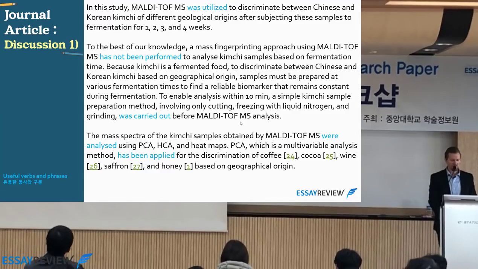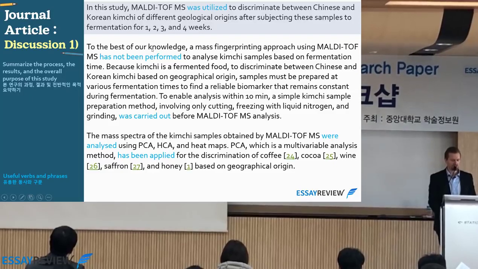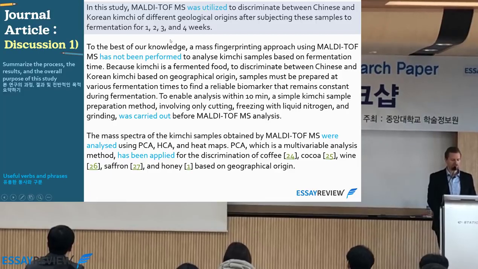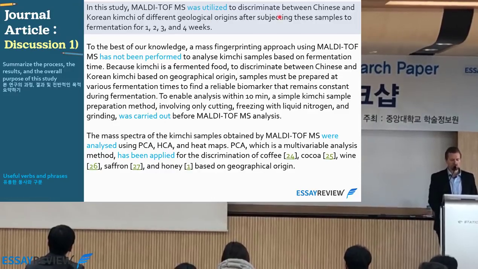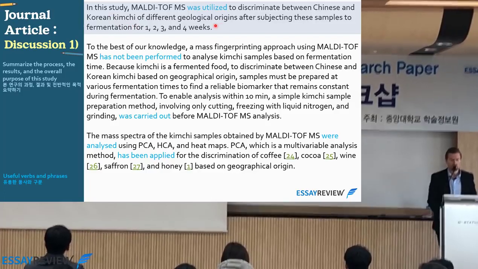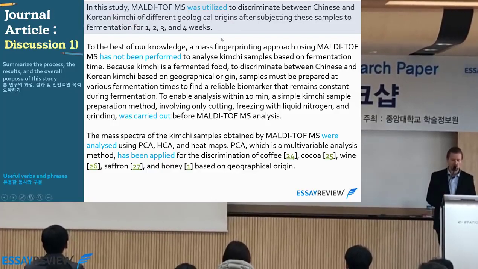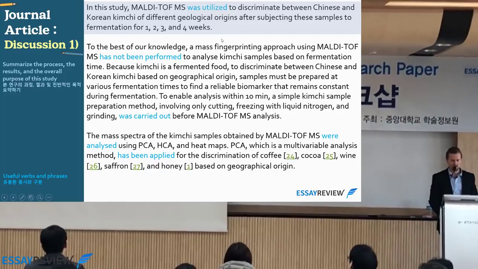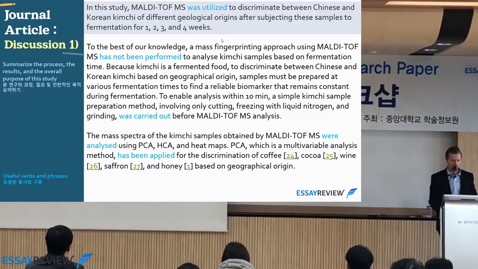Okay, in this discussion, they have not used any headings, for some reason. There's no headings. But they've still organized each paragraph, they're each one paragraph, by topic. So they start by summarizing the process, the results, and the overall purpose. So in this study, MALDI TOF MS was utilized to discriminate between Chinese and Korean kimchi of different geological origins. So you'll see this sentence in your introduction too. The discussion and the introduction have a lot in common. The discussion just has a lot more about what the results mean and why they're important.